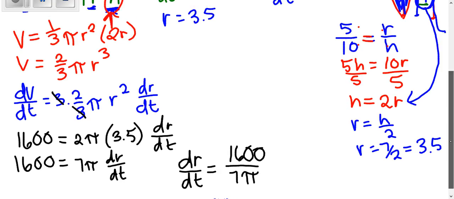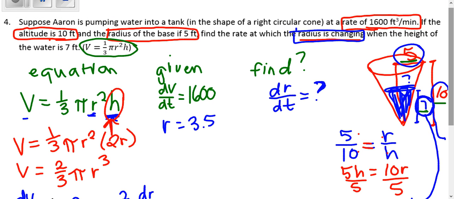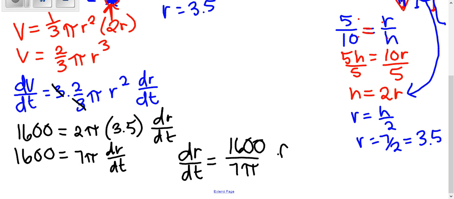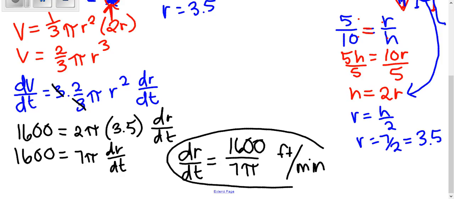And don't forget your measurements. Radius is a line, just a single line. So when we're talking about radius, we're talking in feet. So the change in our radius is feet per minute. And there is your final answer.